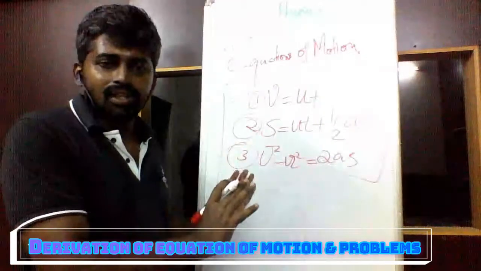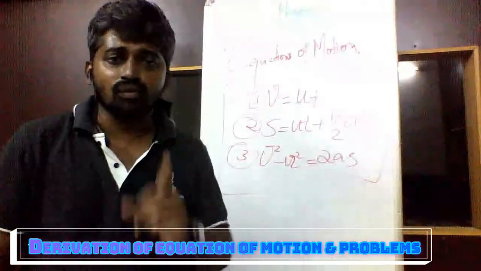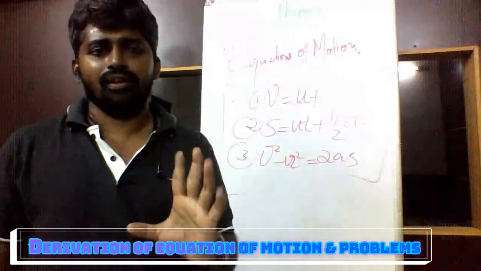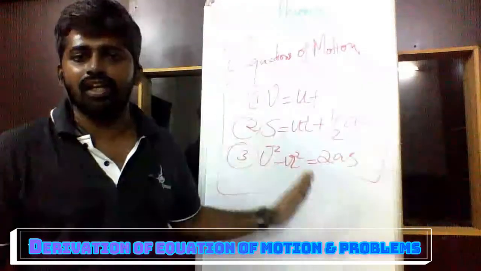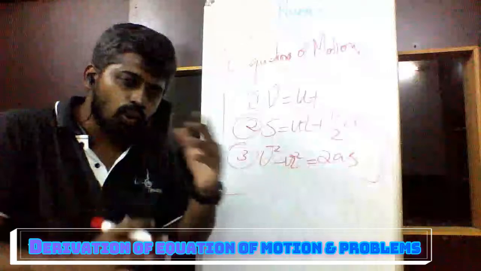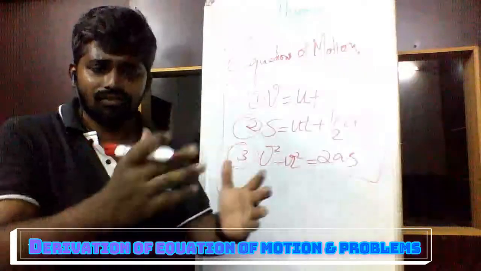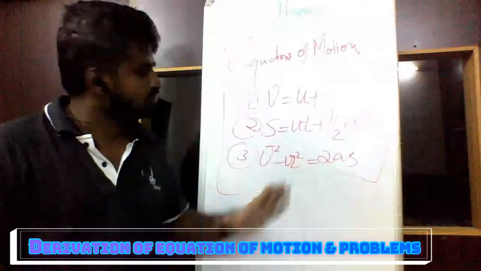Okay, it's very easy. I am trying to explain this with only one graph. With one graph, I will explain all the three equations of motion. We are not going to derive in the graphical method with three different graphs. It will confuse you. With only one graph, you can understand all the three equations of motion.